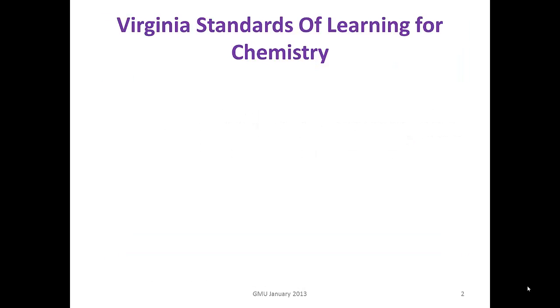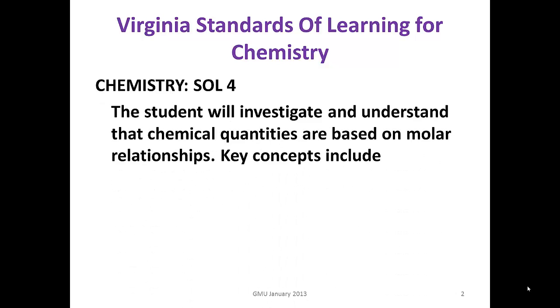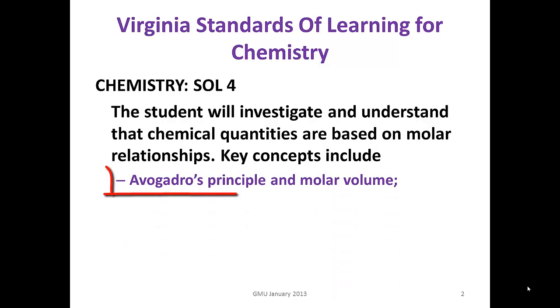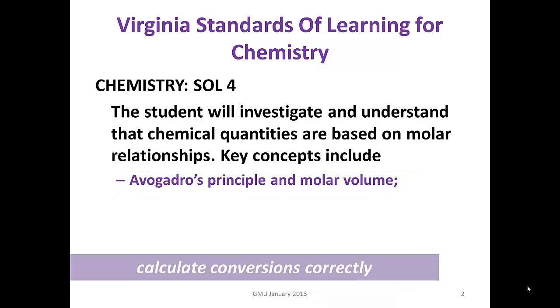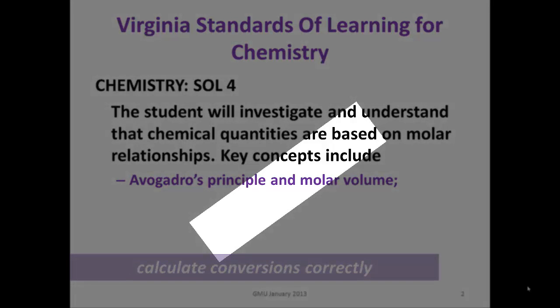This module relates to Virginia Standards of Learning for Chemistry, SOL 4. The focus for SOL 4 is on chemical quantities based on molar relationships. The key concept is Avogadro's principle and molar volume. For students to show their understanding, they will be calculating conversions correctly.